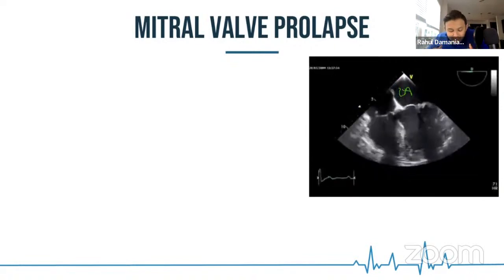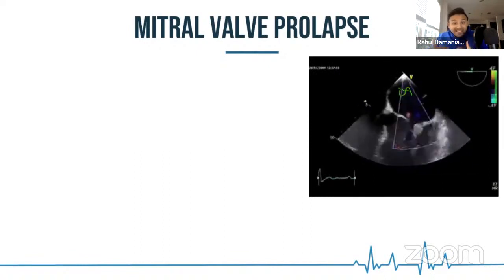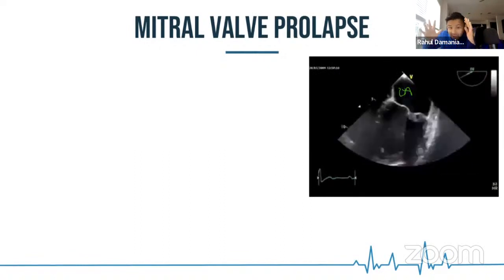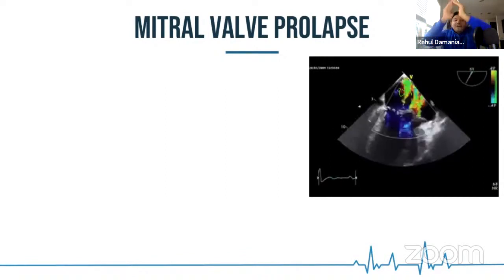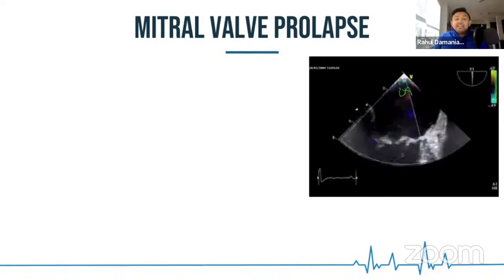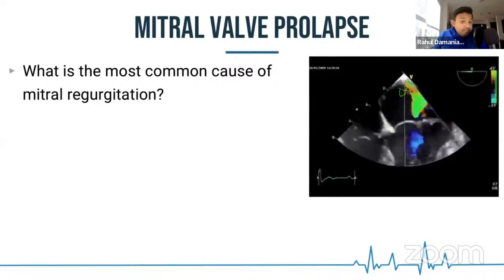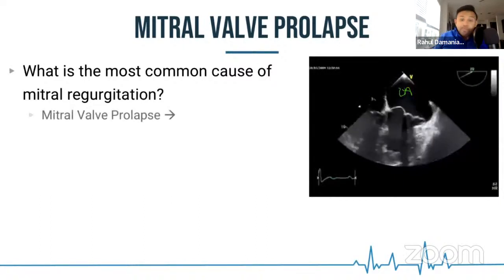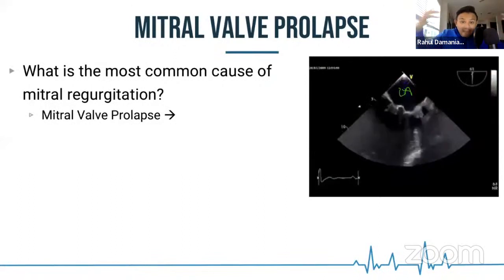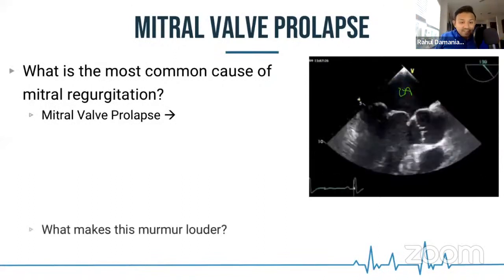The mitral valve has redundant connective tissue, and during systole, a lot of those mitral valve leaflets will balloon into the LA. So what is the most common cause of even mitral regurgitation? That is going to be mitral valve prolapse, because the mitral valve has this redundant connective tissue.